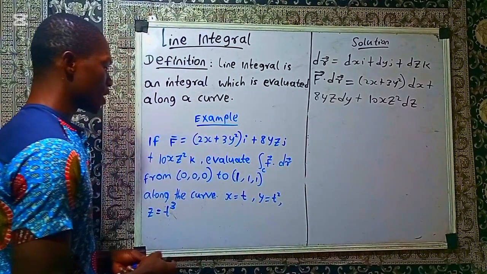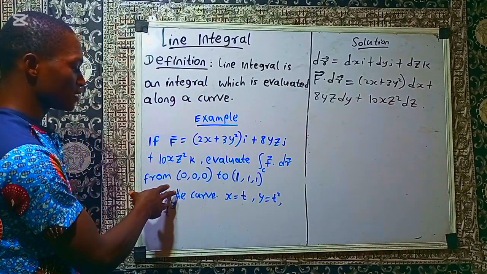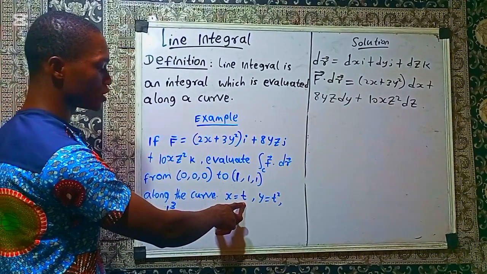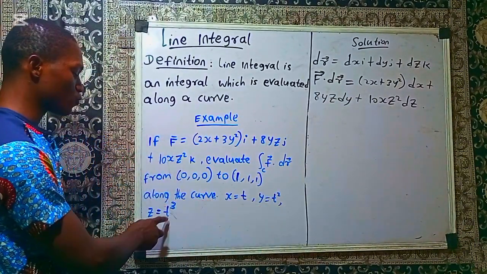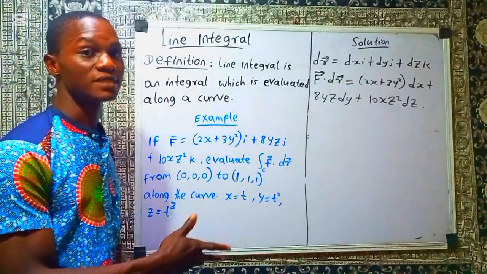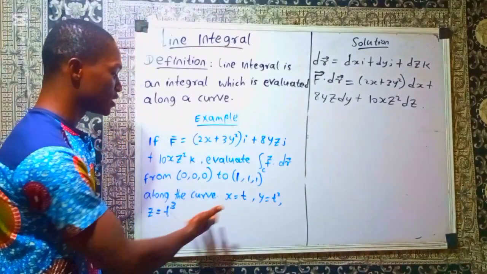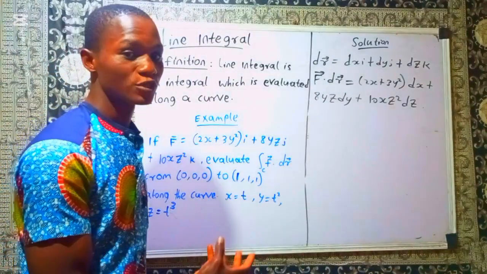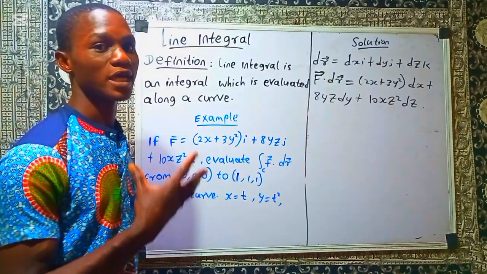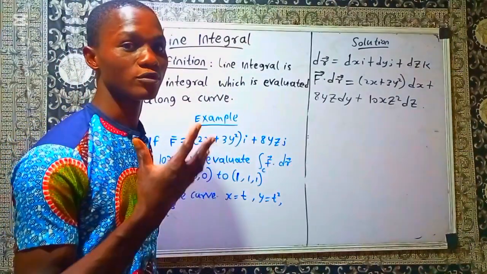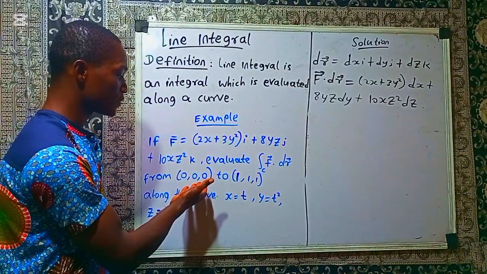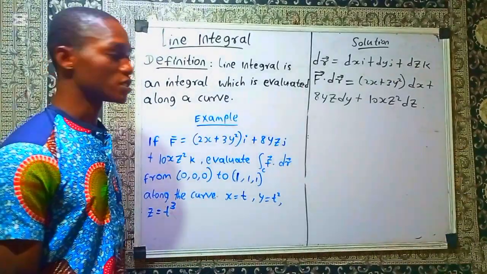So I've gotten this. So we are evaluating this line integral from this point to this point along the curve x is equals to t, y is equals to t squared, and z is equals to t raised to power 3. Actually, this curve you are evaluating it along is a straight line. They have already written the parametric equation of the straight line. So they have written the x in terms of t, y in terms of t, and z in terms of t. So there is your x, y, z. They are already in terms of one parameter t, and we are evaluating it from this point to this point.